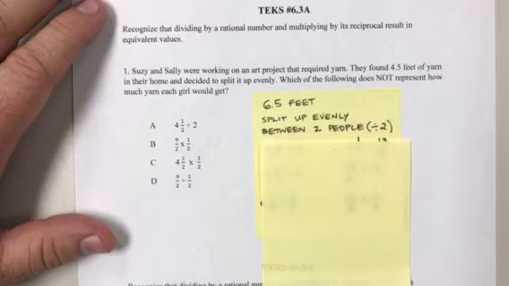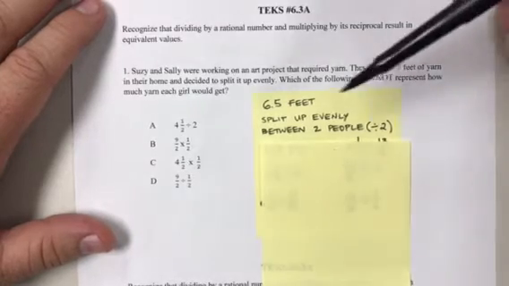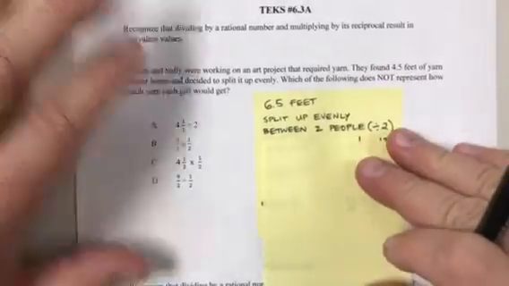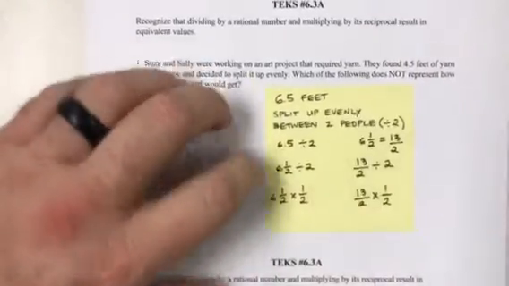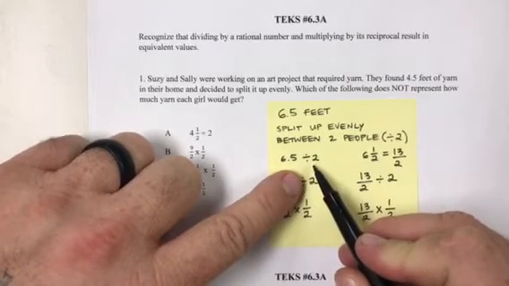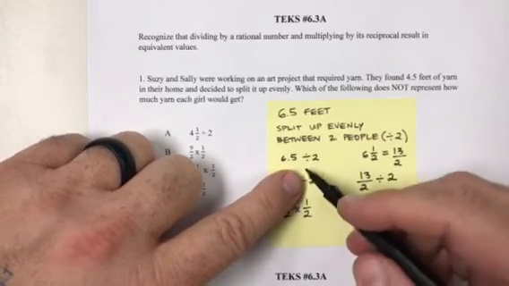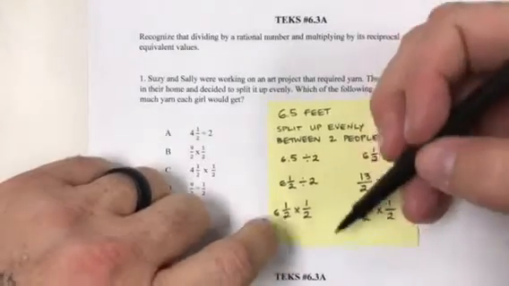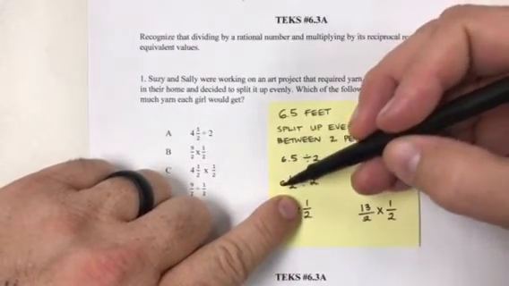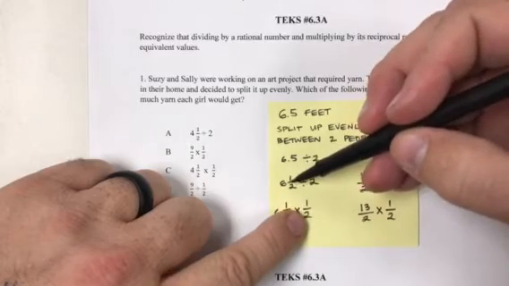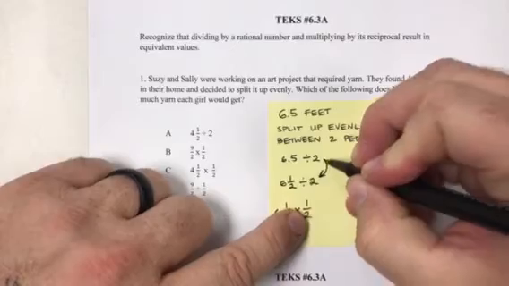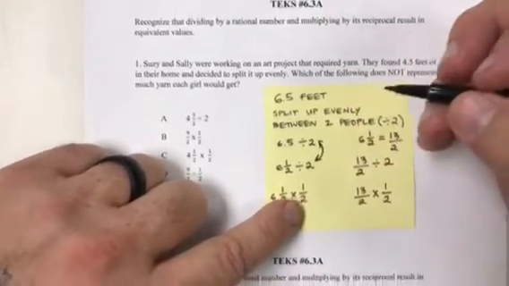6.5 feet instead of 4.5, and split up evenly between 2 people means we're dividing by 2. So initially, we would probably think about that as 6.5 divided by 2. But there are other ways that we can write that. As a fraction or as a mixed number, 6.5 is equal to 6 1/2. So 6 1/2 divided by 2, these two things are equal, just written a different way.